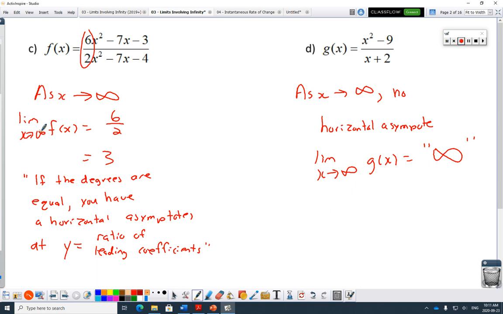Let me just draw a graph that might ring some bells. We're doing stuff like this in advanced functions. It heads towards 3. Its limit as x approaches infinity heads towards 3.